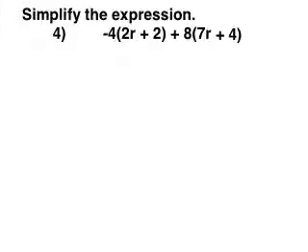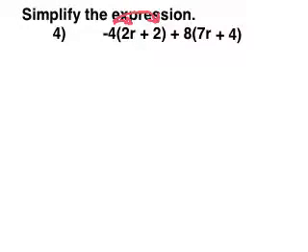Number 4, simplify the expression. We have a negative 4 times (2r plus 2) plus 8 times (7r plus 4). So we have a distribution problem here. Let's do the first one. Let's distribute the negative 4 over the 2r and then negative 4 over the 2.